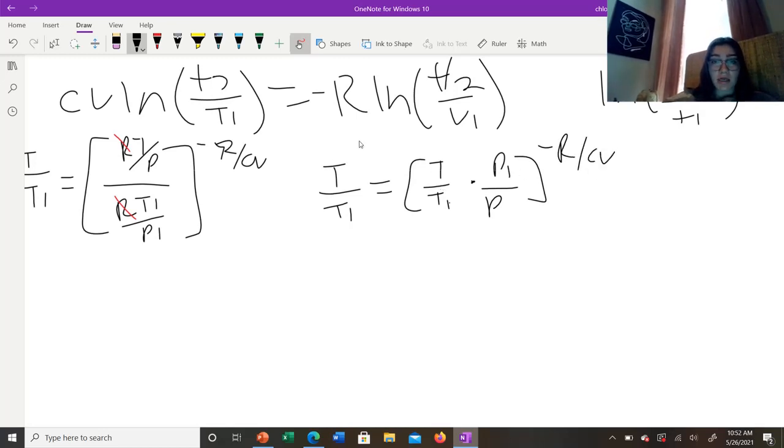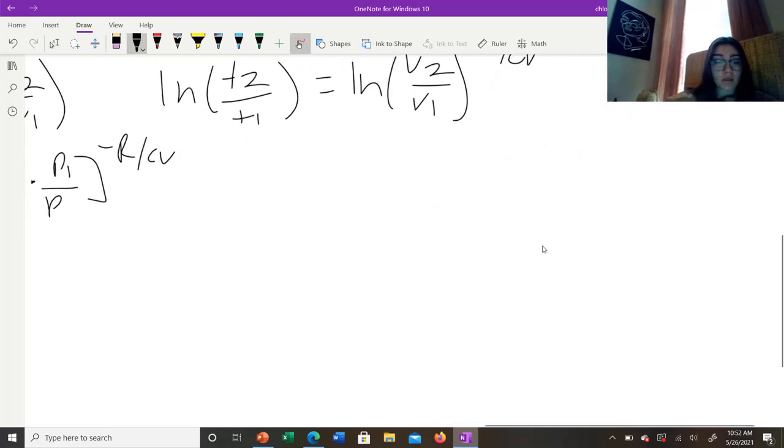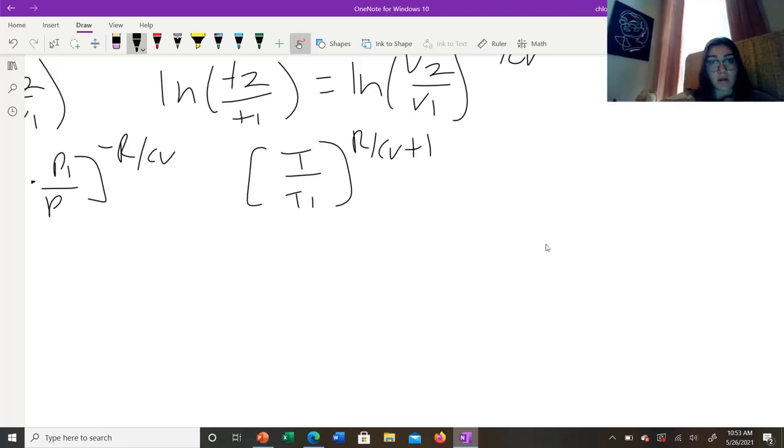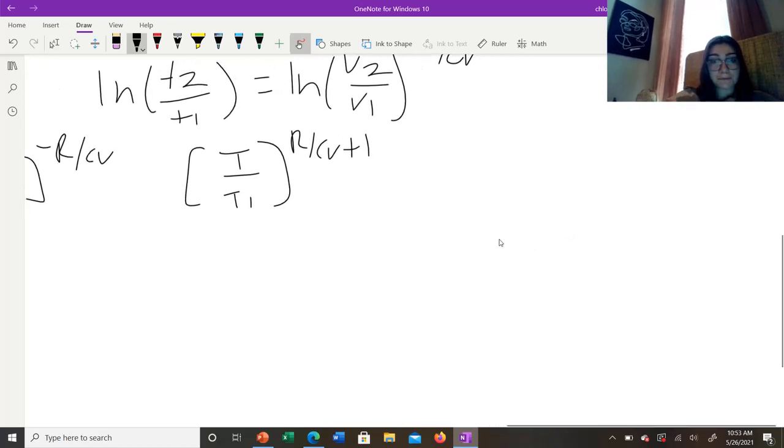But now we can see, since we have T over T1 and T over T1, we want to get those together. So we're going to do that as T over T1 to the power of R over Cv plus 1. That's just us doing the powers. Equals P over P1 to the power of R over Cv.